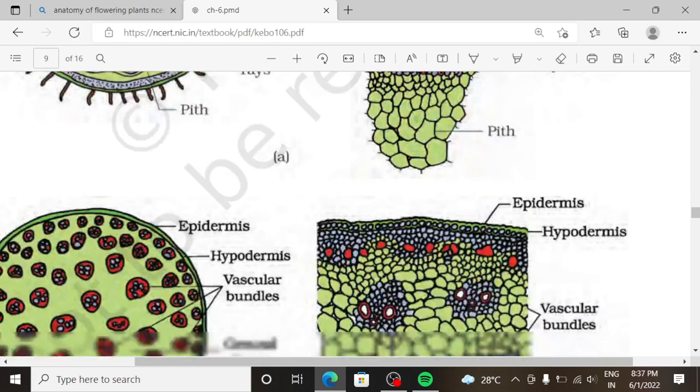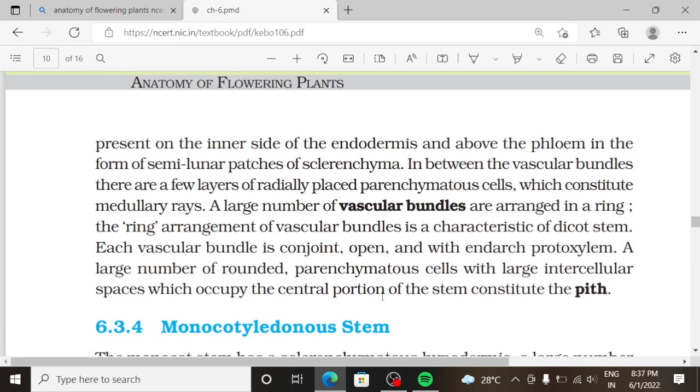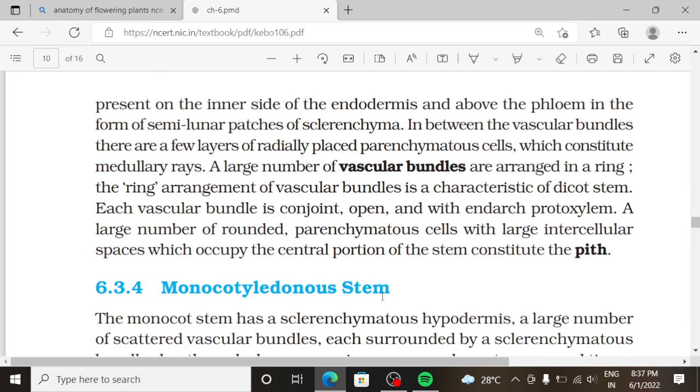Pericycle, present on the inner side of the endodermis and above the phloem in the form of semilunar patches of sclerenchyma. In between the vascular bundles, there are few layers of radially placed parenchymatous cells which constitute medullary rays.